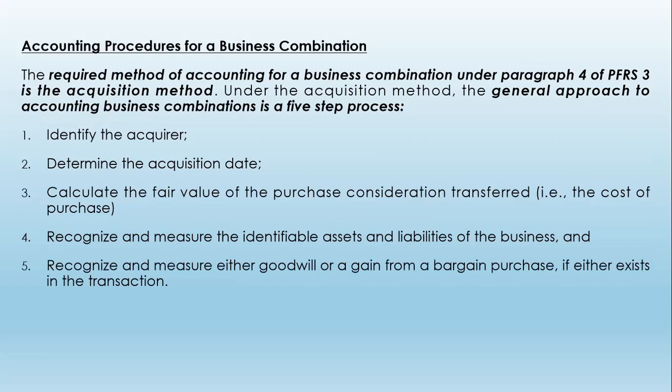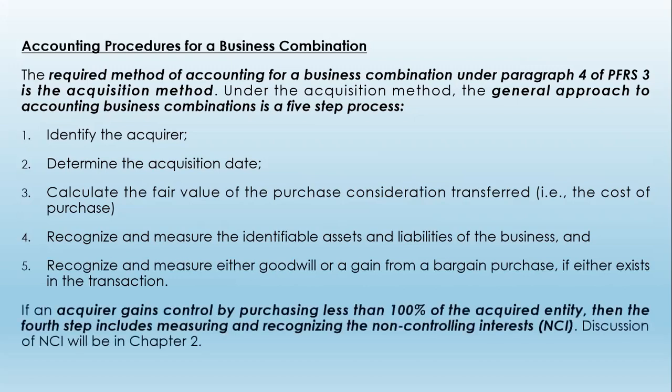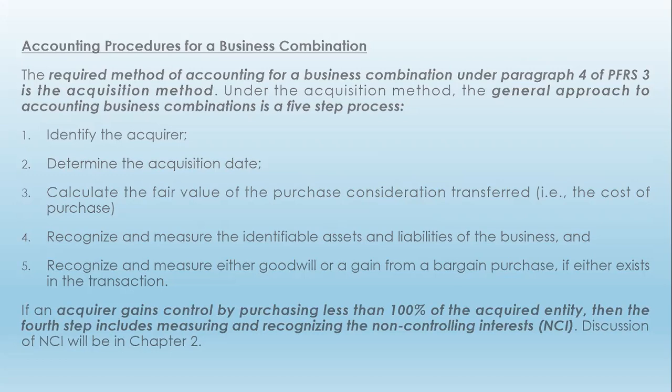So you have to recognize and measure either goodwill. If not goodwill, then it's a gain from bargain purchase. If an acquirer gains control by purchasing less than 100% of the acquired entity, then the fourth step includes measuring and recognizing the non-controlling interest. Discussion of NCI will be in Chapter 2.